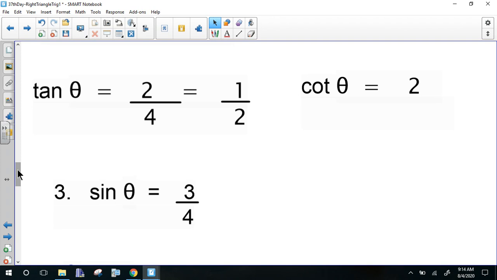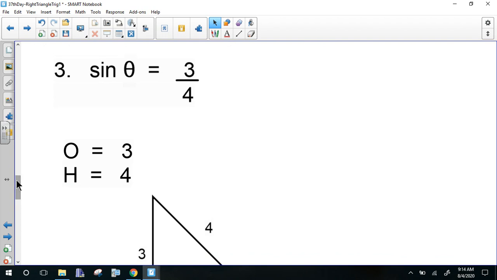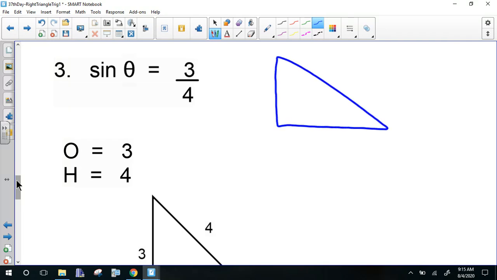Number 3, they give us some information here. They tell us that sine equals 3 over 4. They don't give us a triangle, but we can draw our own. Sine of an angle, we'll make this our angle, is 3 over 4. Well, sine is opposite over hypotenuse. So the opposite of this angle should be 3, and the hypotenuse should be 4.